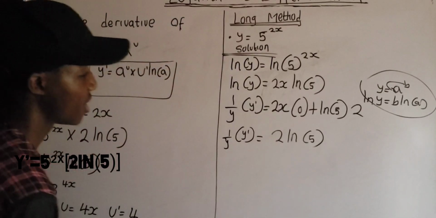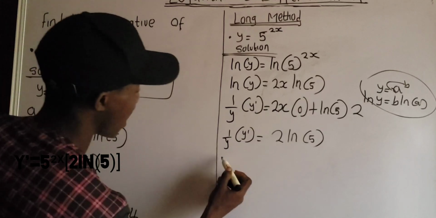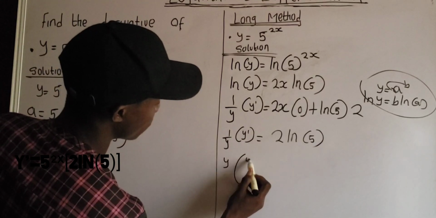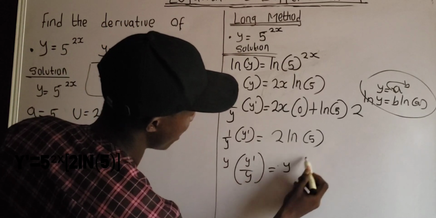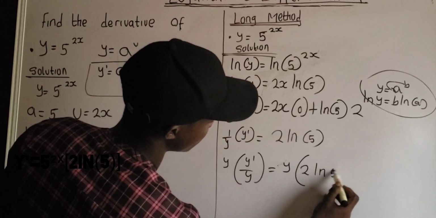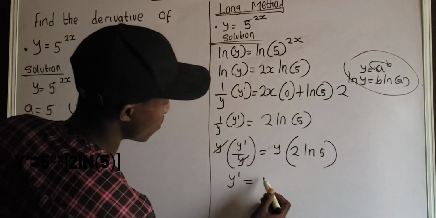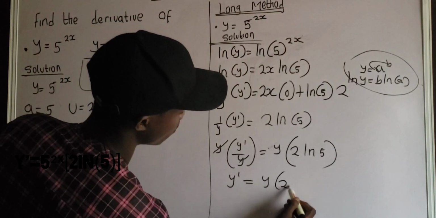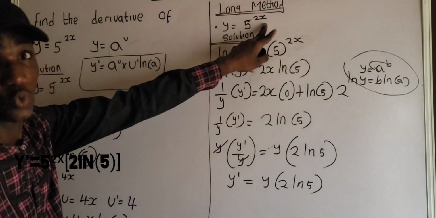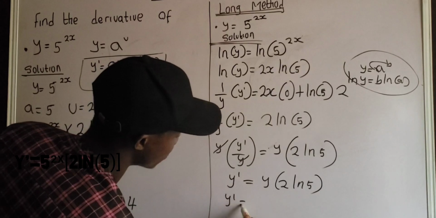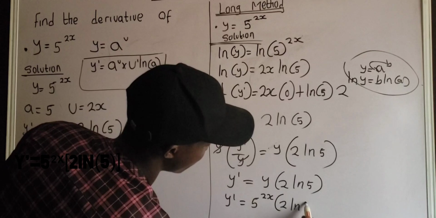Now, to get the derivative of y, I have to multiply both sides by y. I'm going to have y times the derivative of y over y is equal to y multiplied by 2 ln 5. This y will cancel this y, so I'm going to be left with the derivative of y is equal to y multiplied by 2 ln 5. Don't forget that y is equal to 5 raised to the power of 2x. So the derivative of y is equal to 5 raised to the power of 2x multiplied by 2 ln 5. You understand?